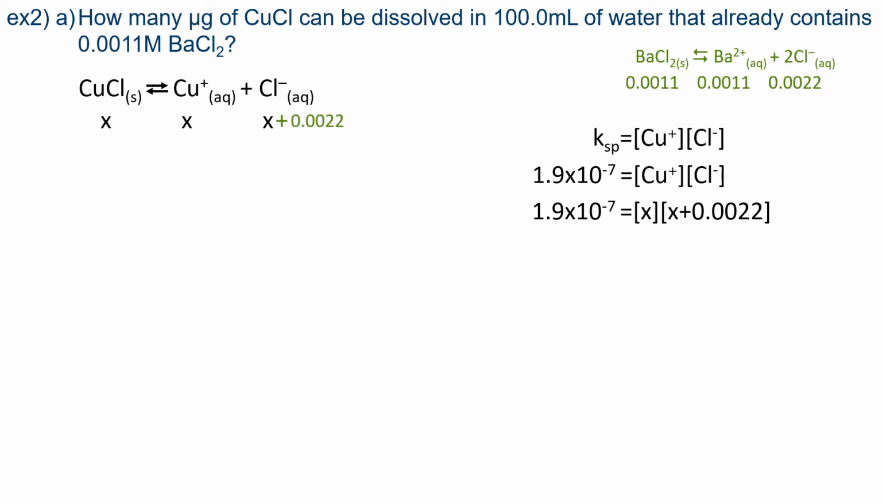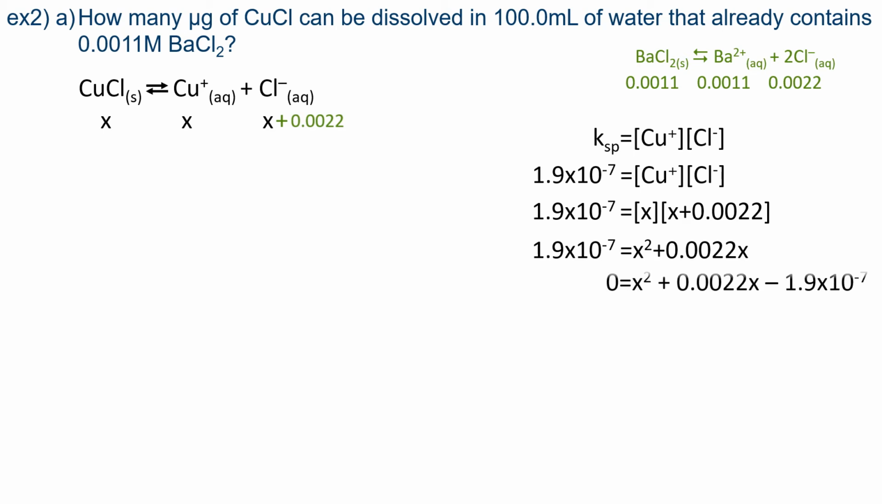I'm going to distribute the X into the brackets on the right-hand side, and that gives me X squared plus 0.0022X. Now if I move everything over to one side, I wind up with an X squared term, an X term, and a non-X term, which means to solve for X, I'm going to the quadratic equation. So I substitute all my numbers into the quadratic equation.